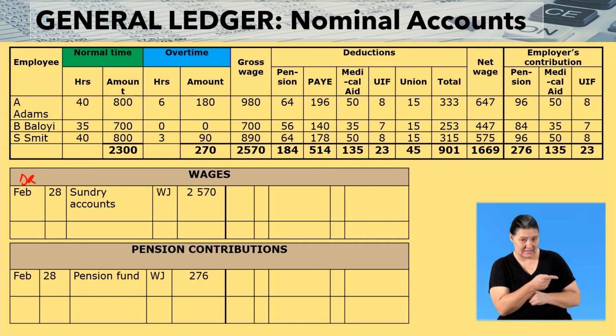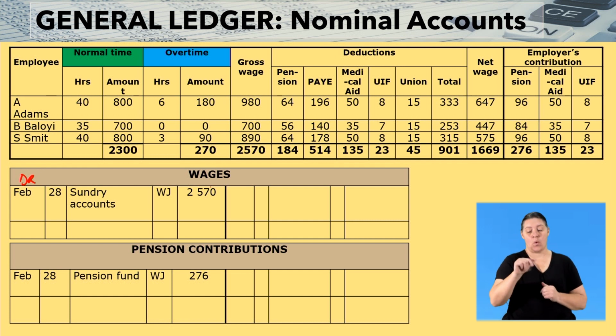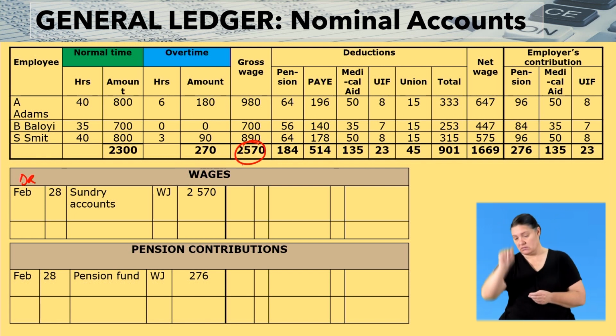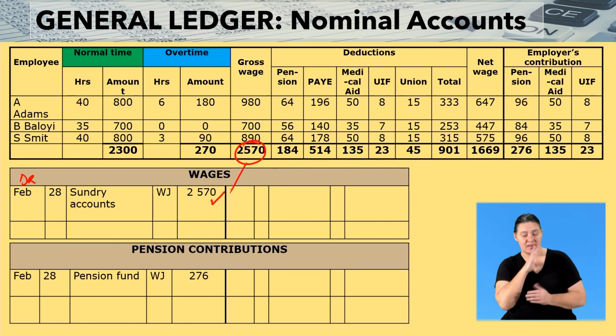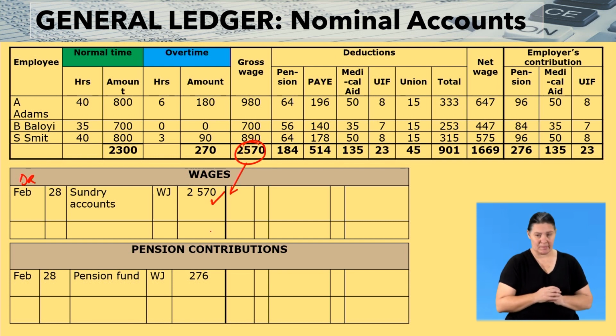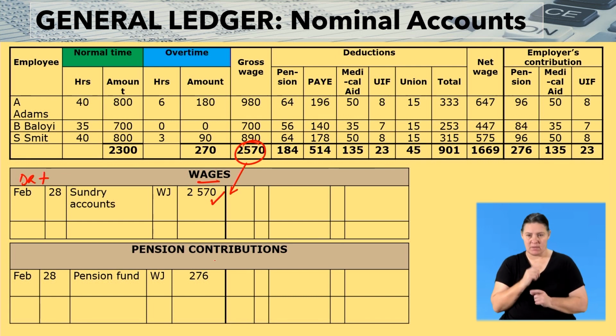The first one is going to be wages. And with my wages, I'm going to take the total of the gross. That gives me 2,570. That is what I bring here as my sundry accounts, 2,570 in my wages account. Remember, an expense, so it increases on the debit side.